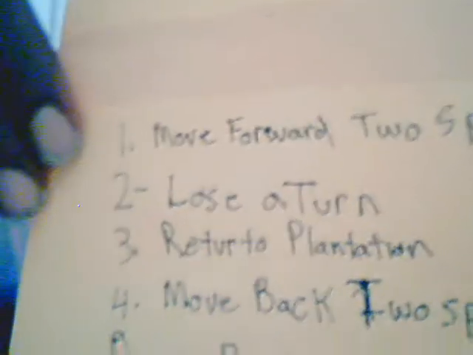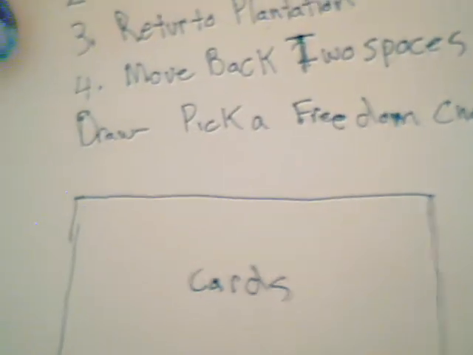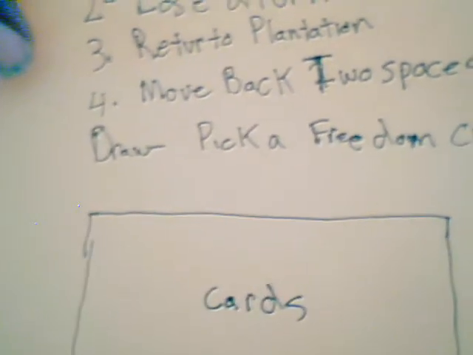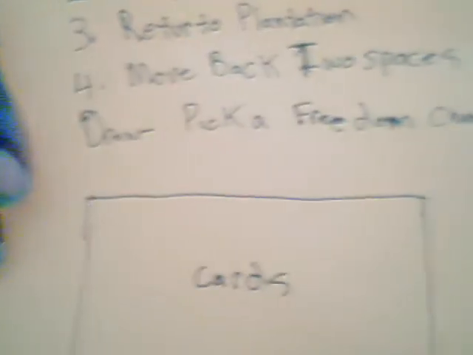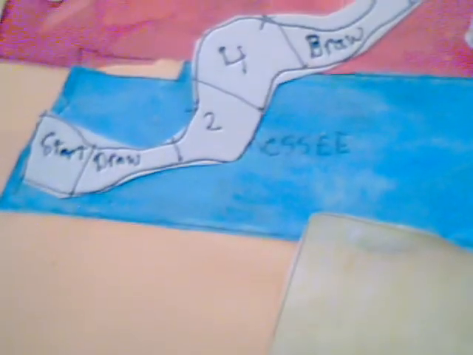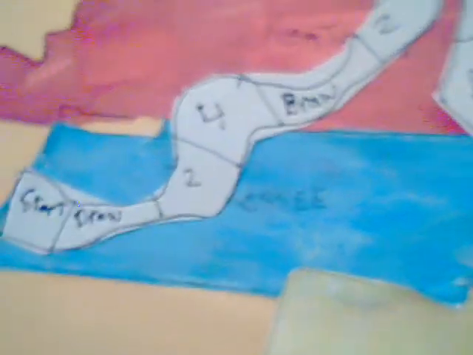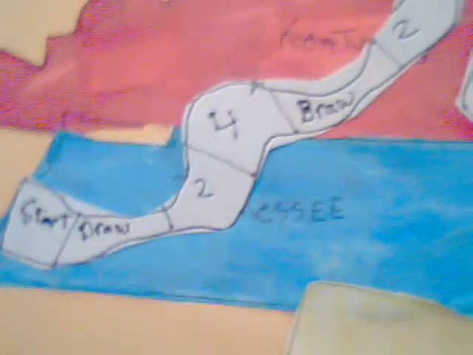The students will roll one die, and they have different things on each space that they would do. If they roll a space that has a 1, they would move forward 2 spaces. 2, lose a turn. 3, return to plantation. 4, they would move back 2 spaces. If they land on a space that has a freedom card, then they would follow the directions on the freedom card. For example, if you start here in Tennessee, if they roll a 1, they would draw a freedom card, and the freedom card would give them a message of what they would do.